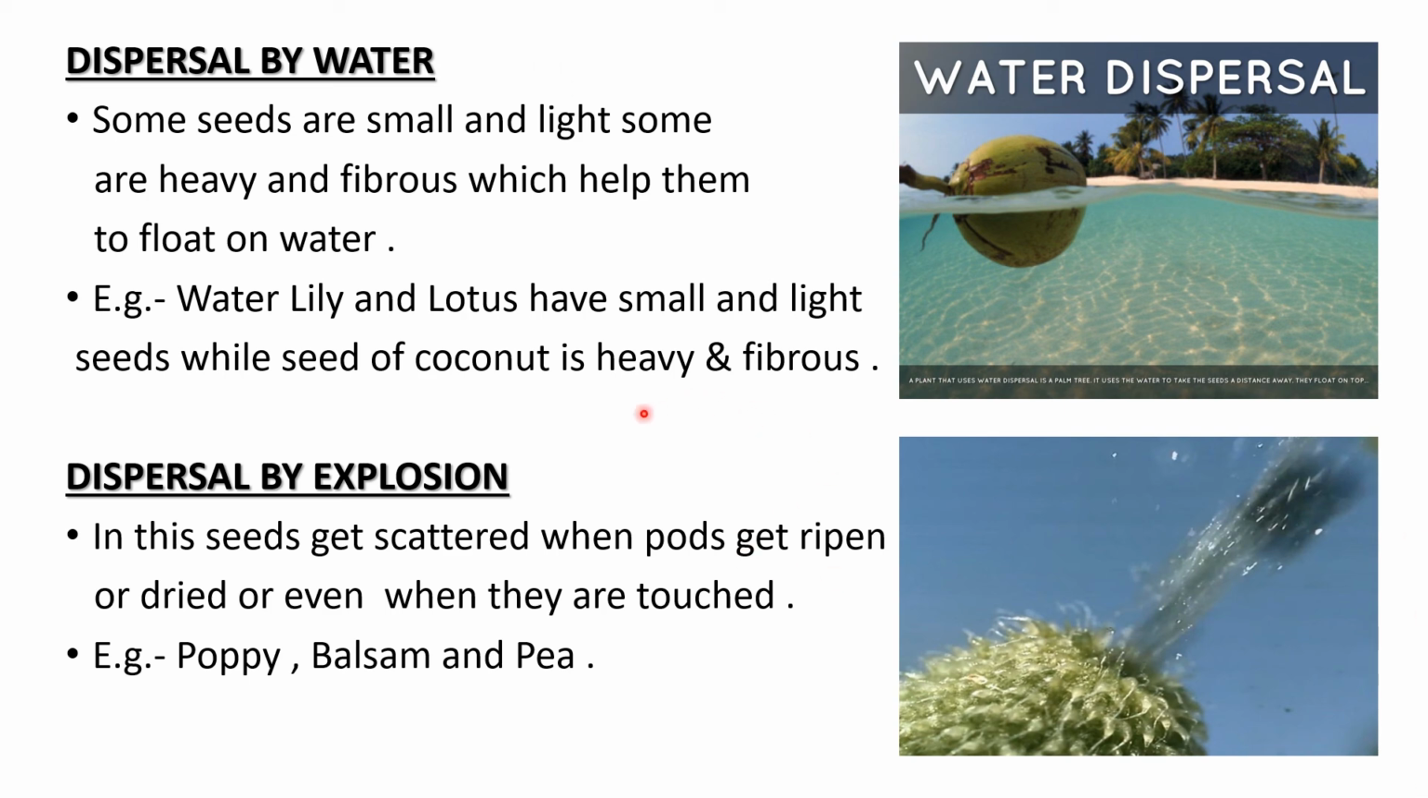The next dispersal is done by explosion. Explosion, as the word refers, means that something is exploding. So here the seeds get scattered when pods get ripened or dried, or even when they are touched. In the diagram you can see that seeds are exploding out with force and they reach some other place. For example, poppy, balsam and pea. Here dispersal is done by the explosion method.